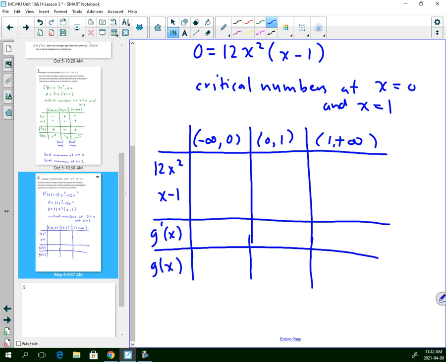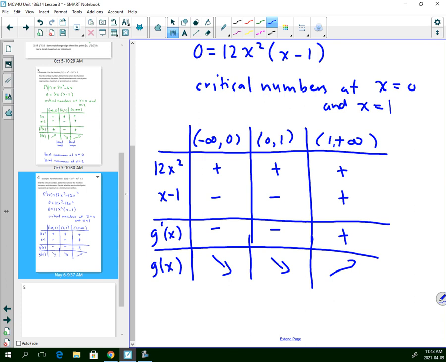So we'll pick a negative number. It's squared, so that's going to be positive, and a negative, so the result is negative, so it will be decreasing. Pick a number between 0 and 1. I'll pick 0.5, so that's positive, negative, negative, decreasing. And then I'll pick a number bigger than 1, increasing. So we can see that at 0, although 0 is a critical number, the sign does not change.